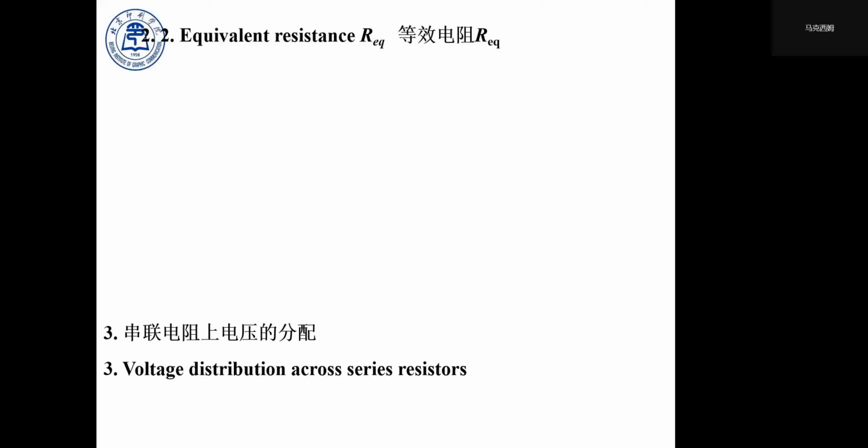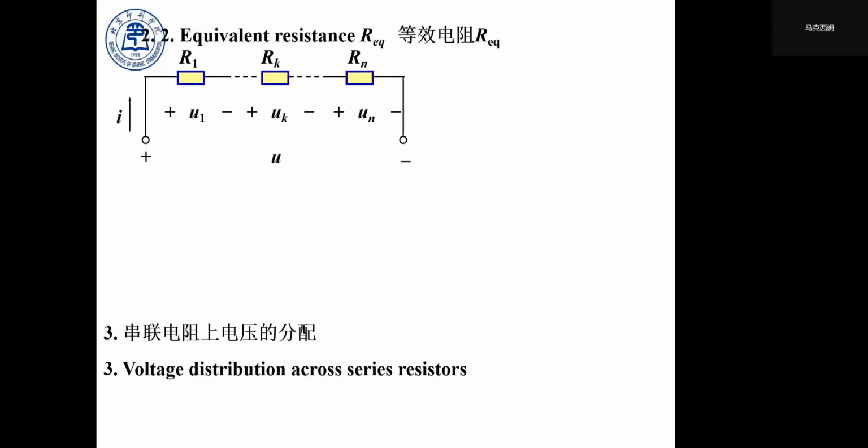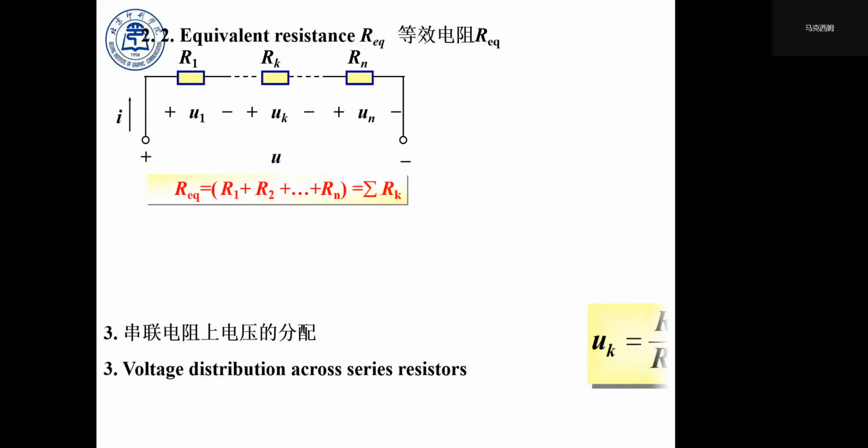And we also talked about the equivalent resistance. It's very simple. We just add all the resistors' resistance together, and the total resistance is the equivalent resistance. So the equivalent resistance equals the sigma of Rk. Rk includes every single resistor that is connected in series in this branch.